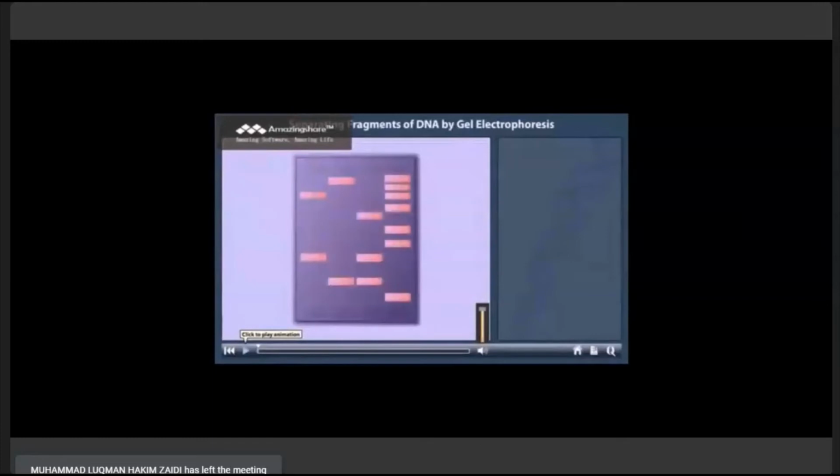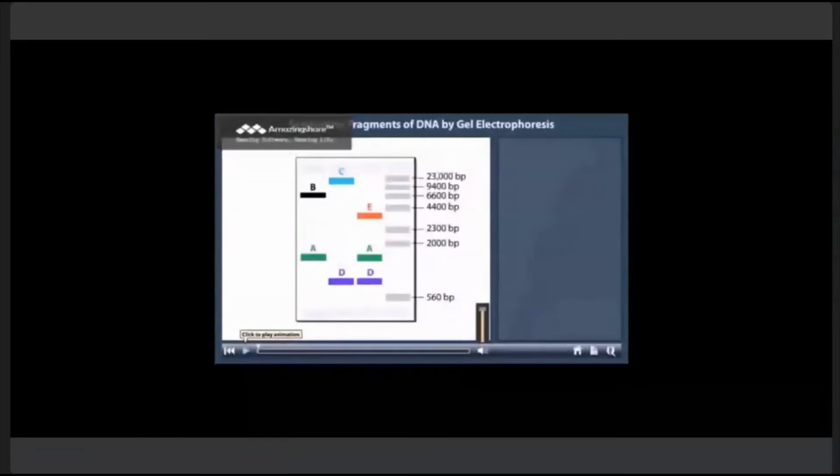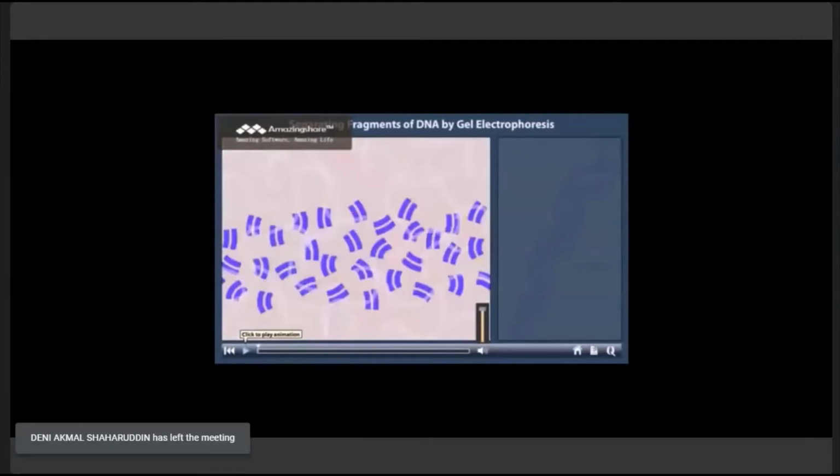When the blue dye reaches the bottom of the gel, the power is turned off. A fluorescent dye is then used to stain the DNA fragments. A DNA fragment in the size standard lane is the smallest, in this case about 500 base pairs, followed by DNA fragment D. The largest fragment is 23,000 base pairs long.